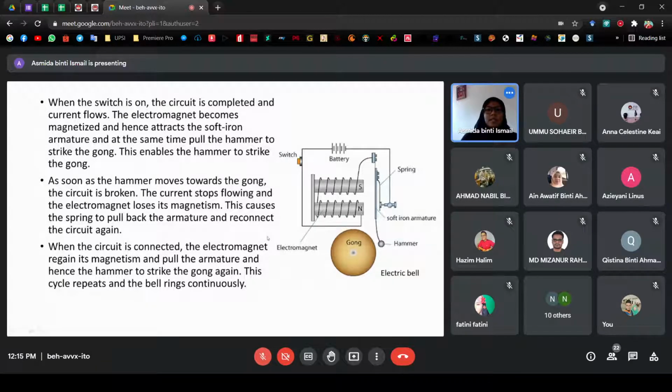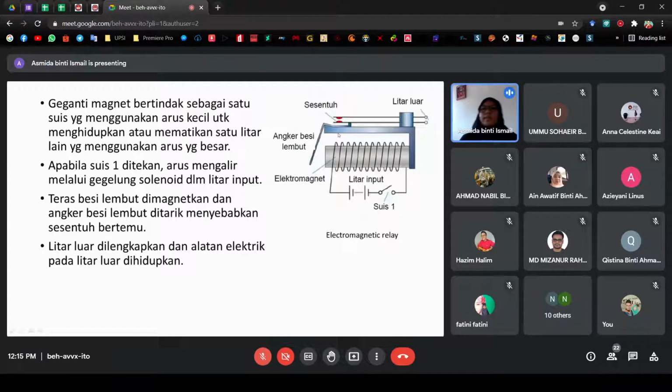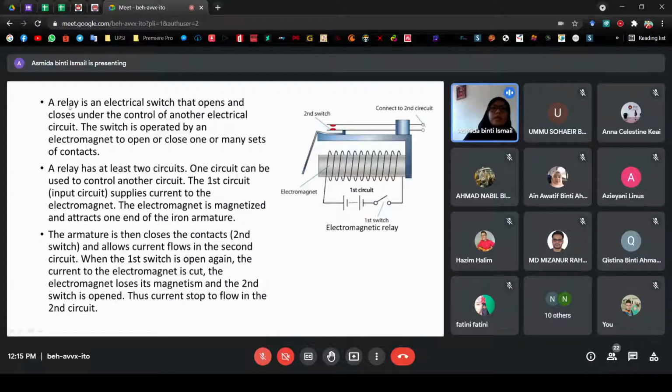berfungsi. Okay, and then we have an electromagnetic relay. Relay is one of the electronic components we use as an automatic switch. Okay, we use a relay as an automatic switch. Means that dia boleh on off your circuit automatically. Okay, so how does the relay function? You can read this. Okay, saya tak terangkan, nanti you baca.